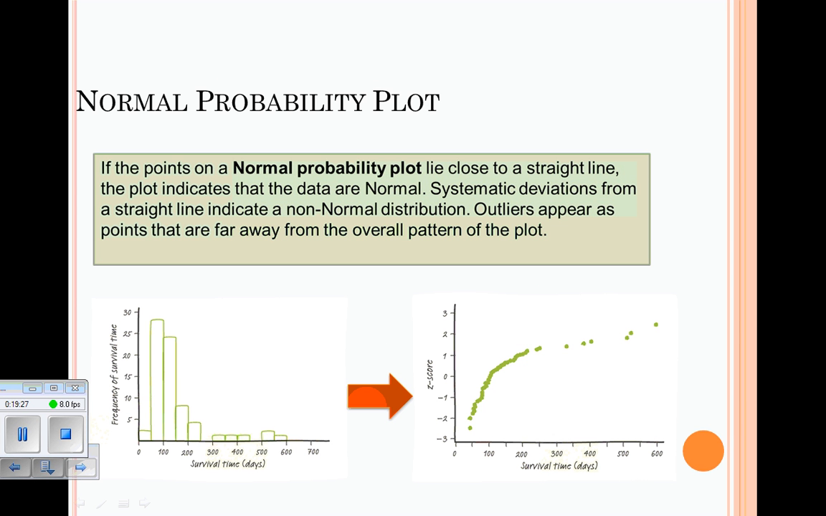Okay, normal probability plot. Last thing we're going to go over here. A normal probability plot, if the points lie close to a straight line, then it's approximately normal. Otherwise, it can be skewed right or skewed left. Outliers are the ones that are not in the overall pattern.